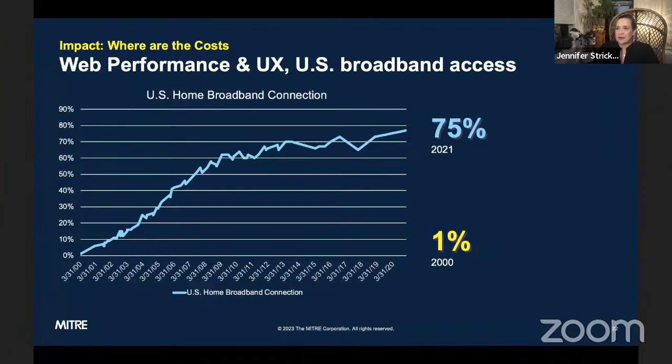And then broadband access. So in 2000, 1% of the population, and in 2021, 75%. That's a huge boom, but it's still not everybody. And if they want to go to the library, for example, to have access to broadband, it's usually older devices and connections that are used by a lot of other people, and it may not be the fastest.